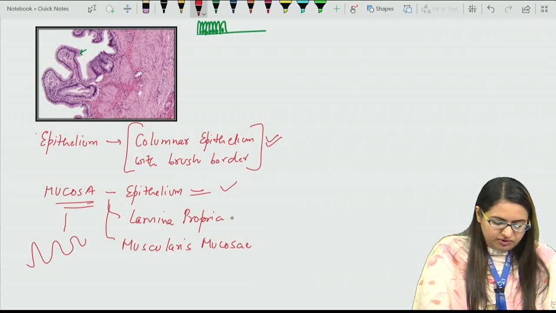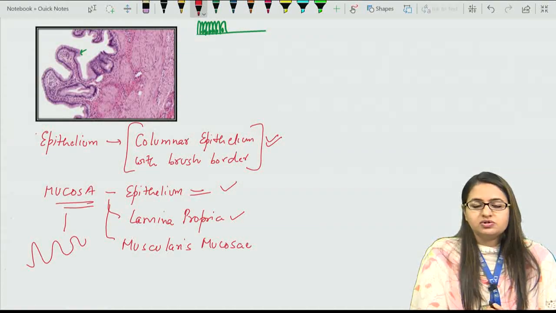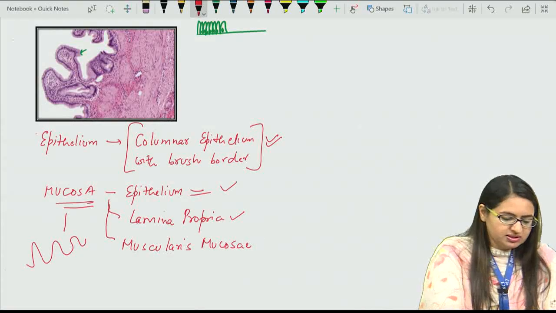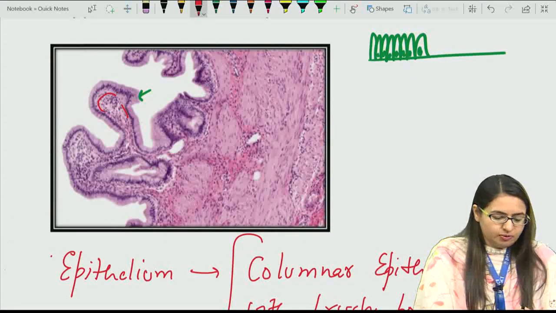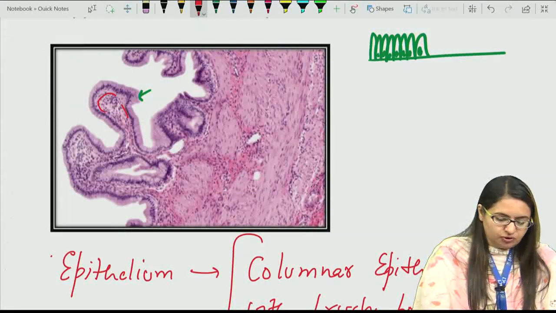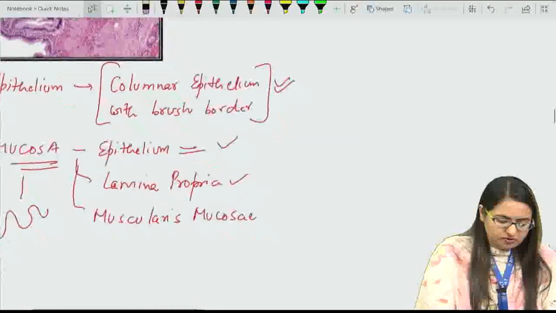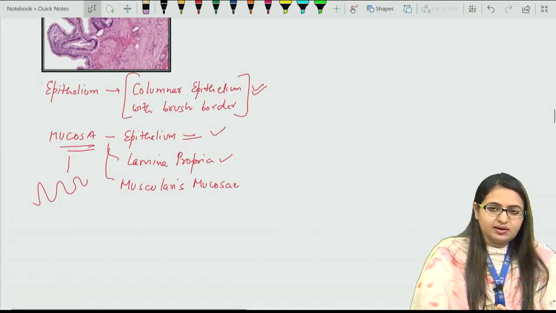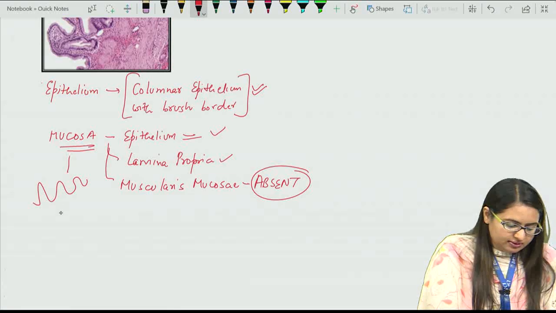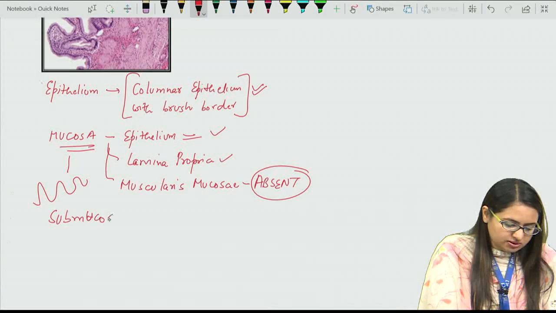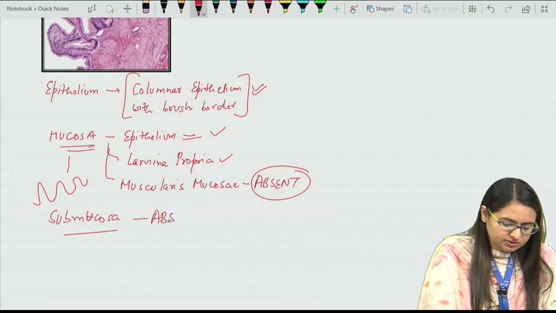Then just beneath the epithelium we have lamina propria. Lamina propria is a loose connective tissue layer which is having a lot of lymphocytes. So when we see the picture over here, just below the epithelium, we can visualize the dark purple nucleus, and these are the nucleus for the lymphocytes. The muscularis mucosa is absent in the gallbladder. Then the next layer of the GIT is submucosa. The submucosa also is absent in the gallbladder. This is also absent.